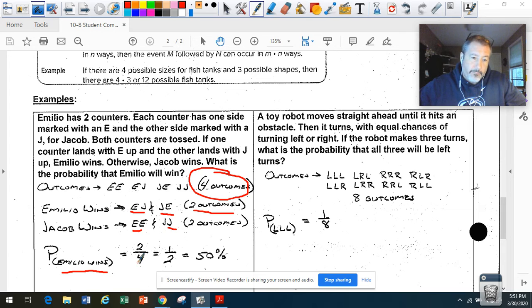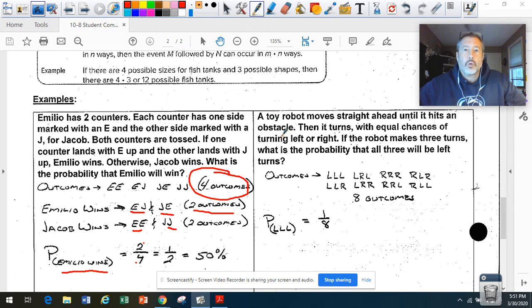So that's why the 4 is in the denominator. The probability that Emilio wins: there are 2 outcomes that will cause Emilio to win. So that's why we do our 2 over 4, which is equal to 1/2, which is the same as 50%. So the probability that Emilio wins is 50%. Well, let's look over here.